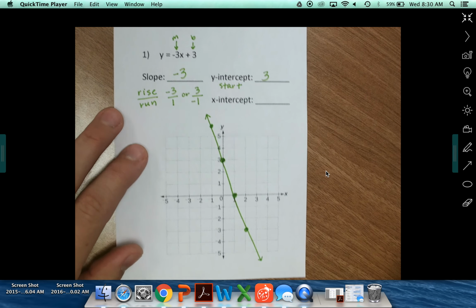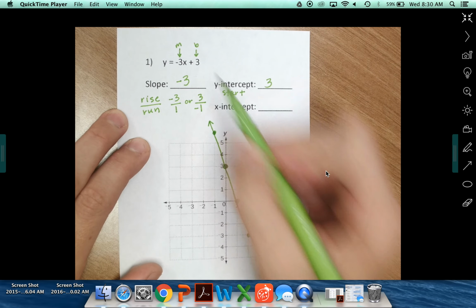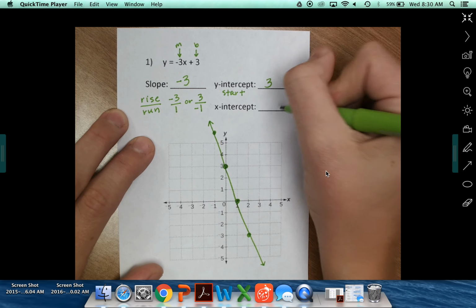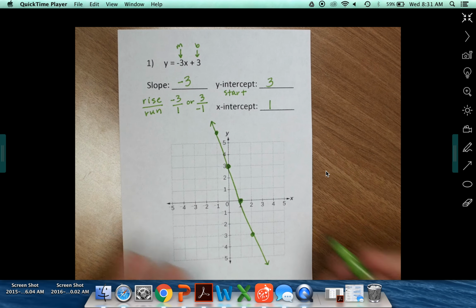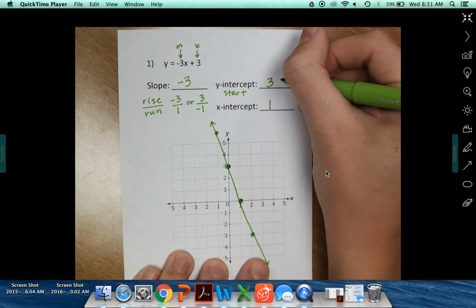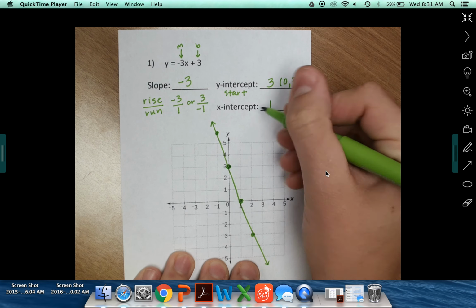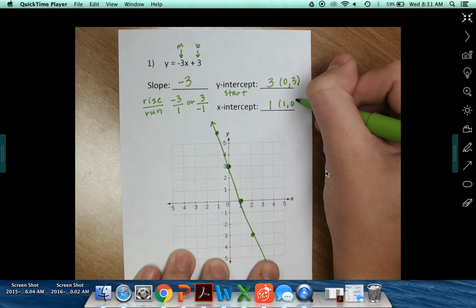Okay, so I need my x-intercept. I can't forget about that. I got my y-intercept at 3. It crosses my x-axis down here at 1. If I were to write these as ordered pairs, my y-intercept would be at (0, 3). My x-intercept would be at (1, 0).